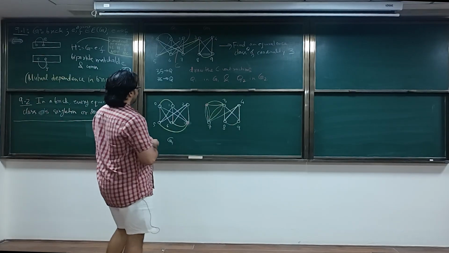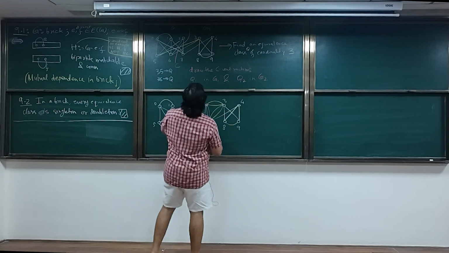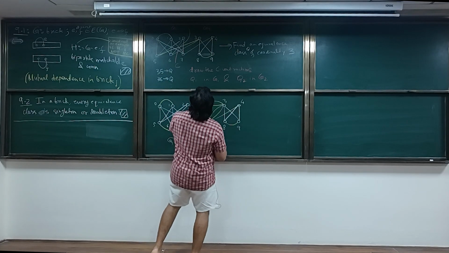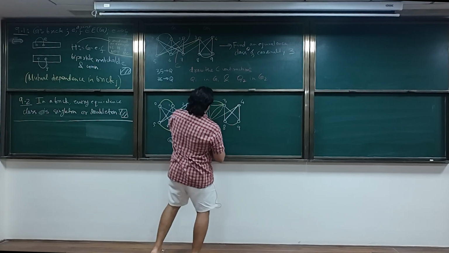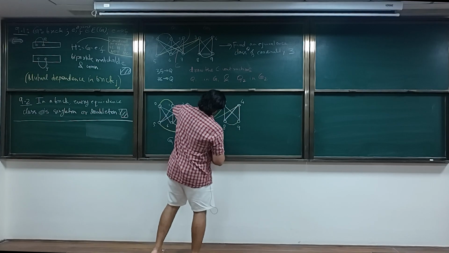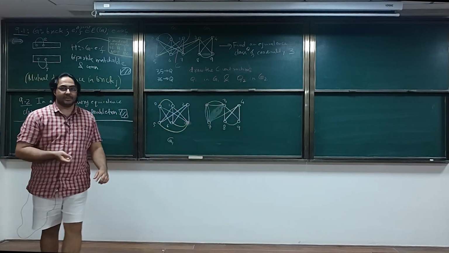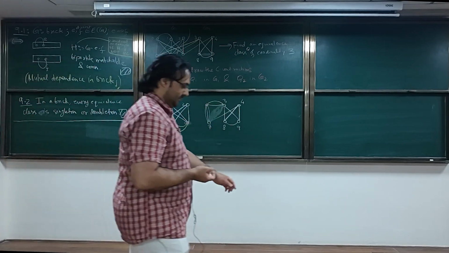What did I do? 3 to 7. That is not parallel. There are no edges actually. From 7 there is an edge to 4. These are not right. Yeah, sorry about that. Now is it okay? Good.